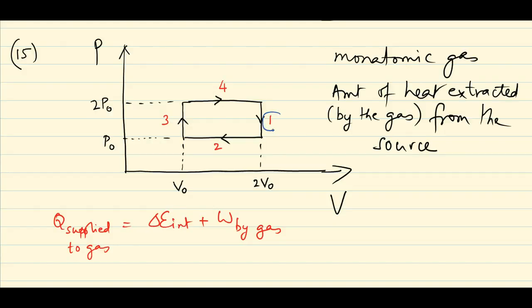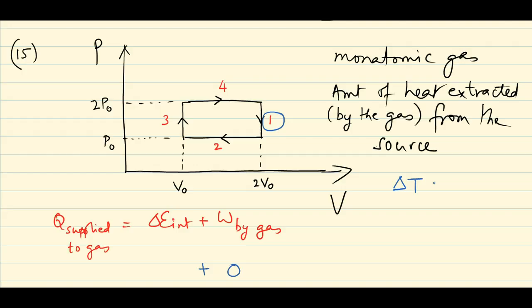That is to say, this particular branch. Notice that branch number 1 is an isochore. The volume doesn't change. So the work done by the gas must be equal to 0. Now let's look at delta E internal. Now delta E internal, whether it is positive or negative, can be found out by finding the sign of delta T, the change in temperature of the gas.